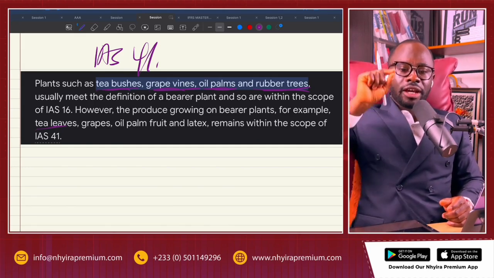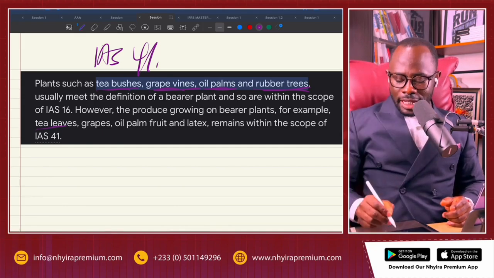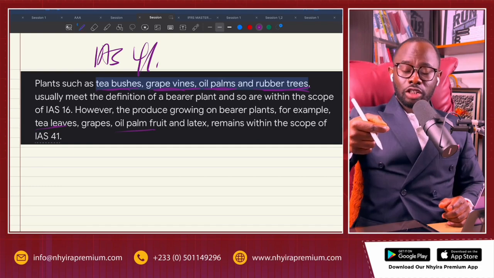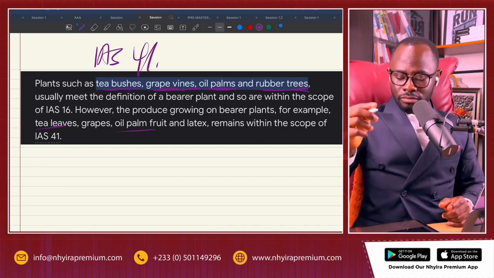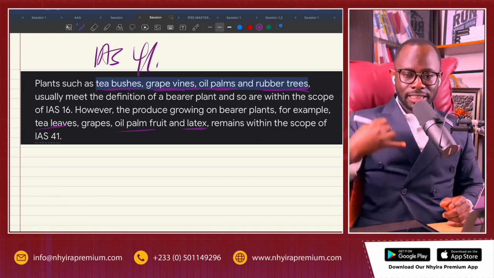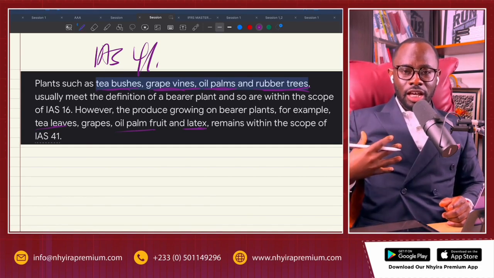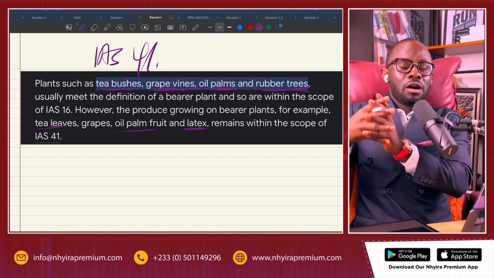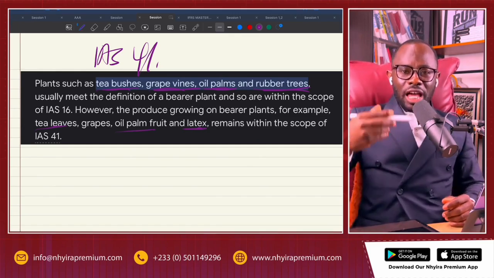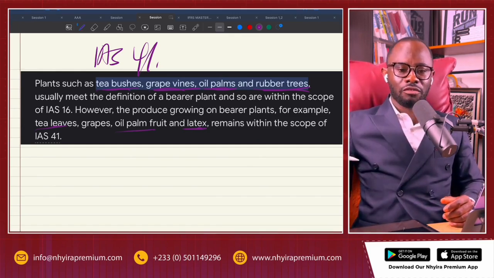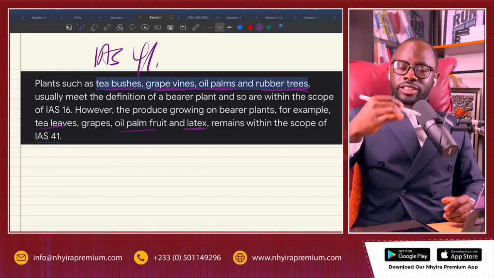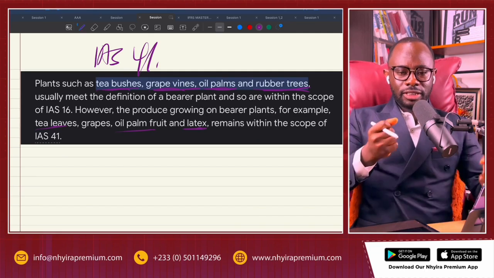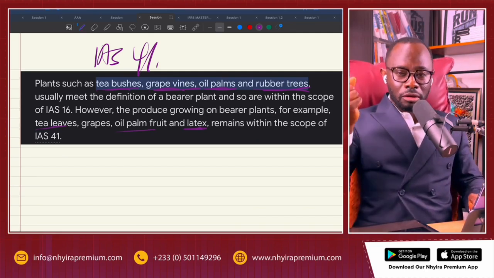But the produce from the bearer plants, like the tea leaves we get from the tea bushes, the grapes we get from the grapevine, the oil palm fruit that we get from the oil palm tree, and the latex, which is what we get from the rubber tree, becomes the agriculture produce. And these will be accounted for in accordance with IAS 41. That is the difference between bearer plants and agriculture produce.